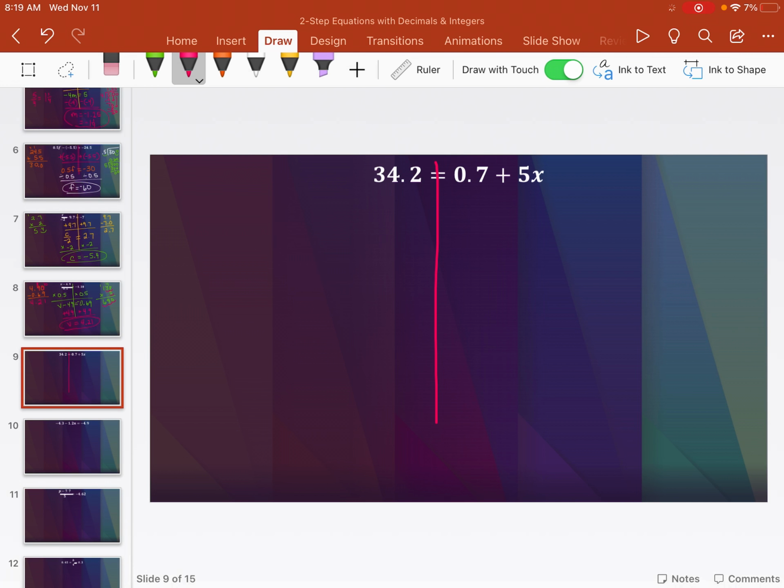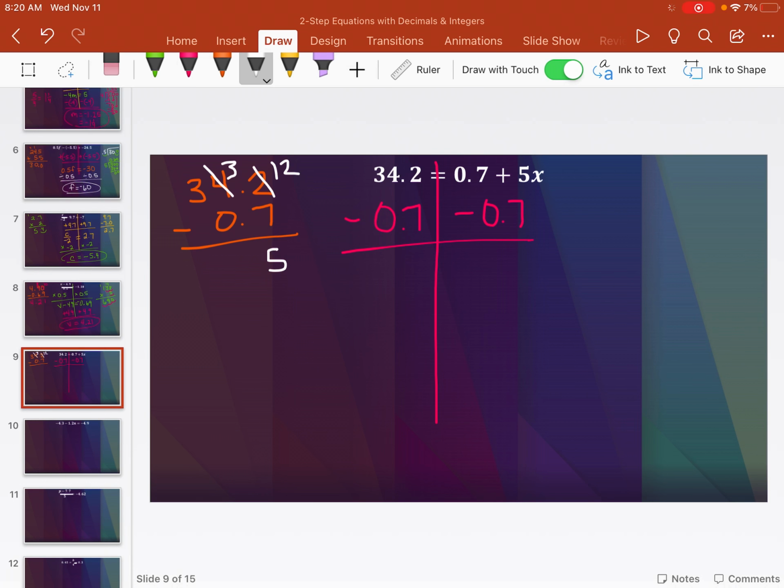Okay, so first this is adding a positive 0.7, so I'm going to subtract positive 0.7, subtract 0.7 on both sides. So I have 34.2 minus 0.7, and I'm going to borrow. 12 minus 7 is 5, bring down my decimal, 3 minus 0, so I get 5x equals 33.5.